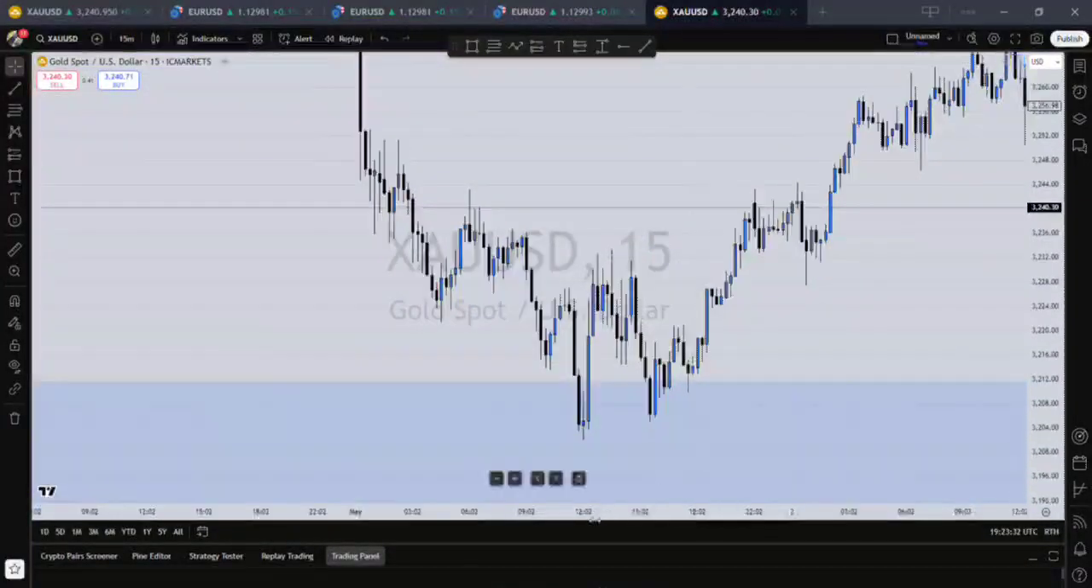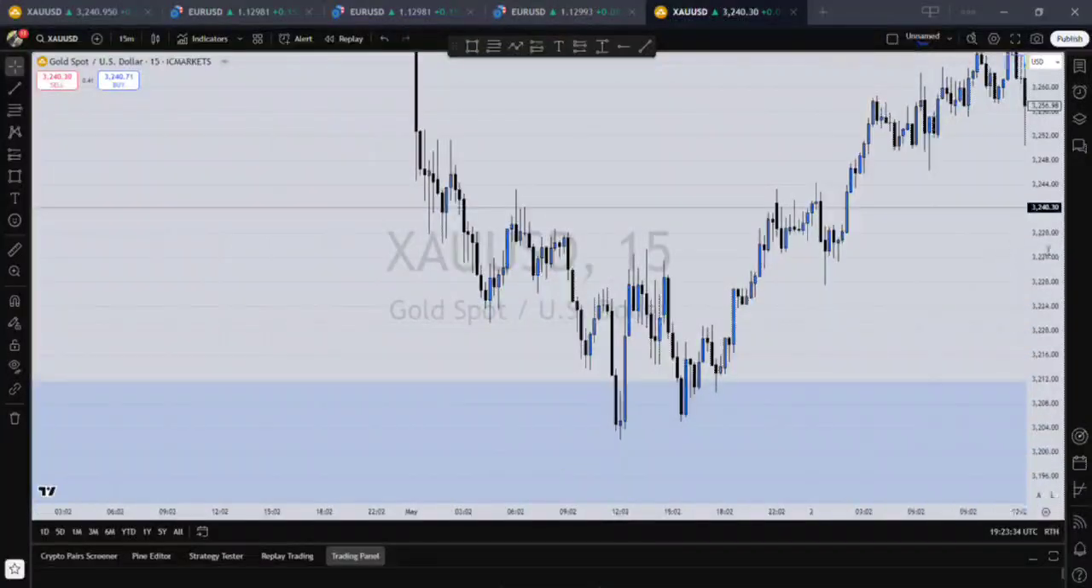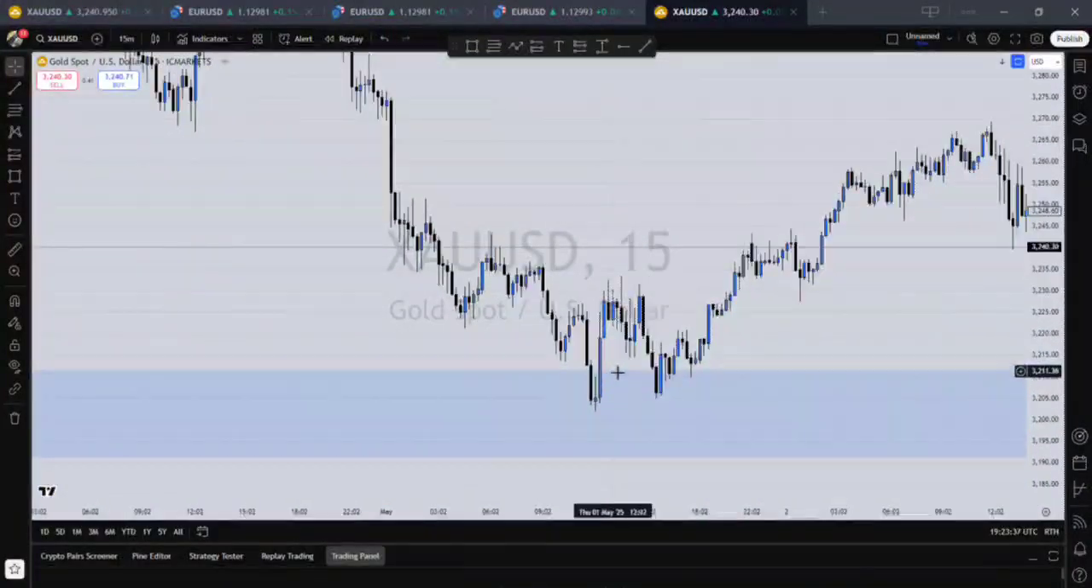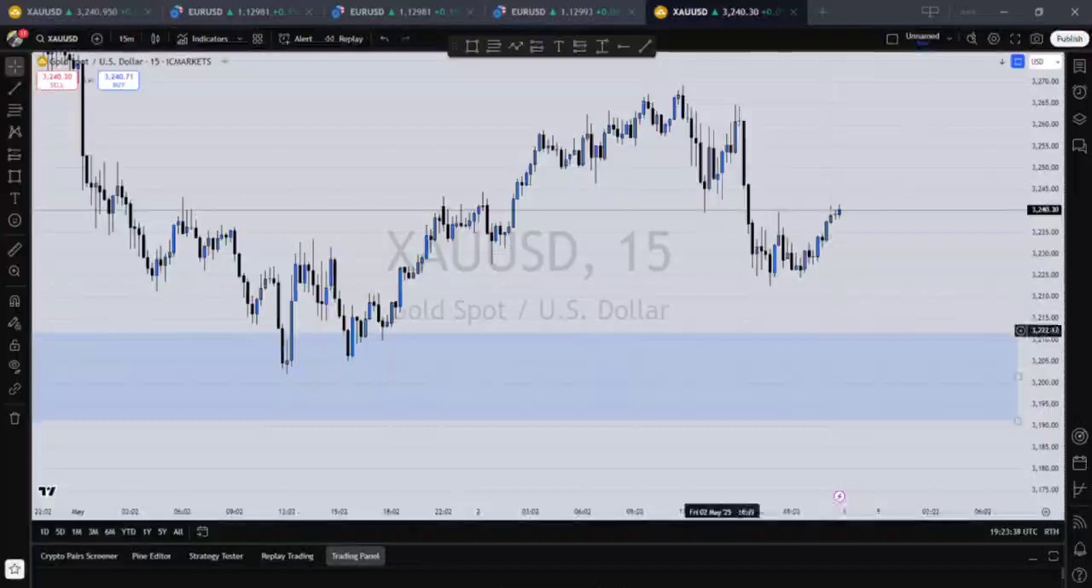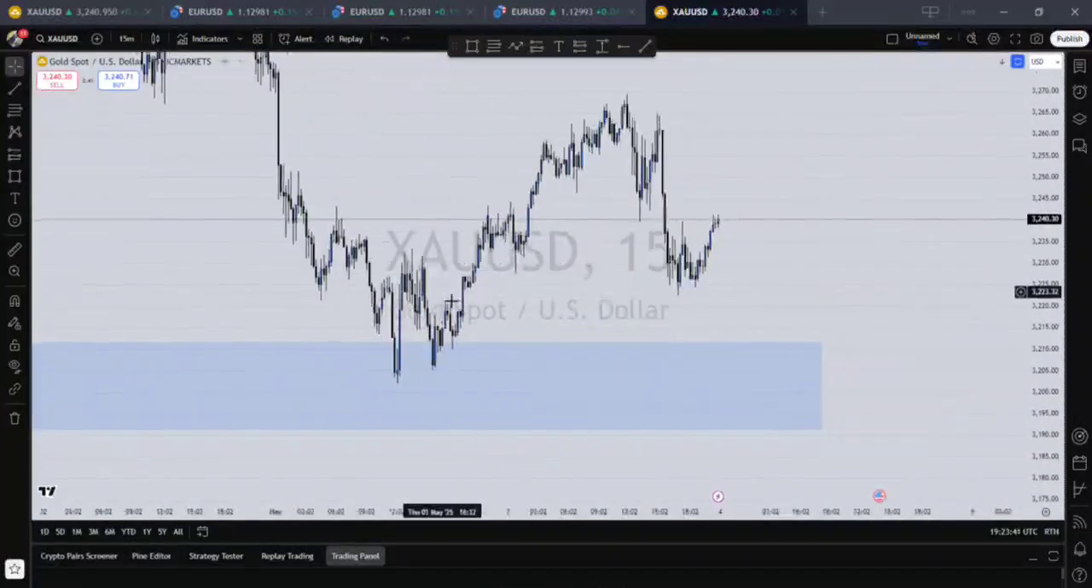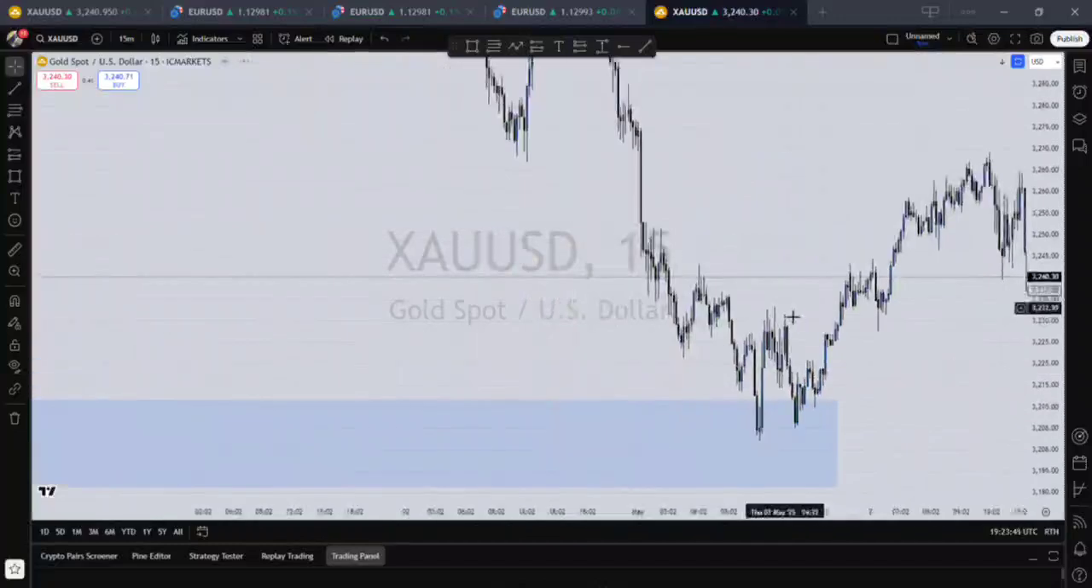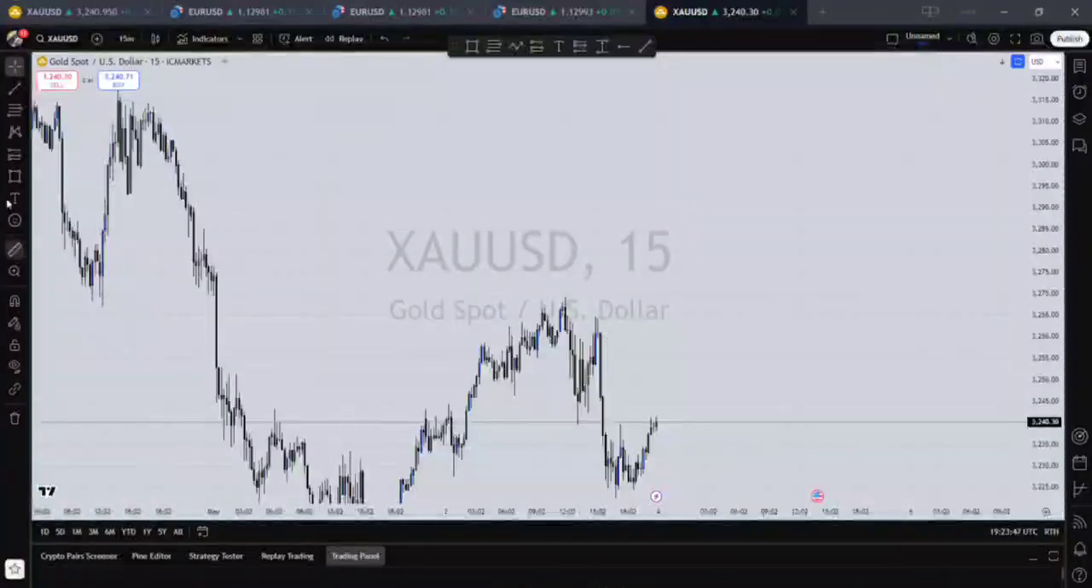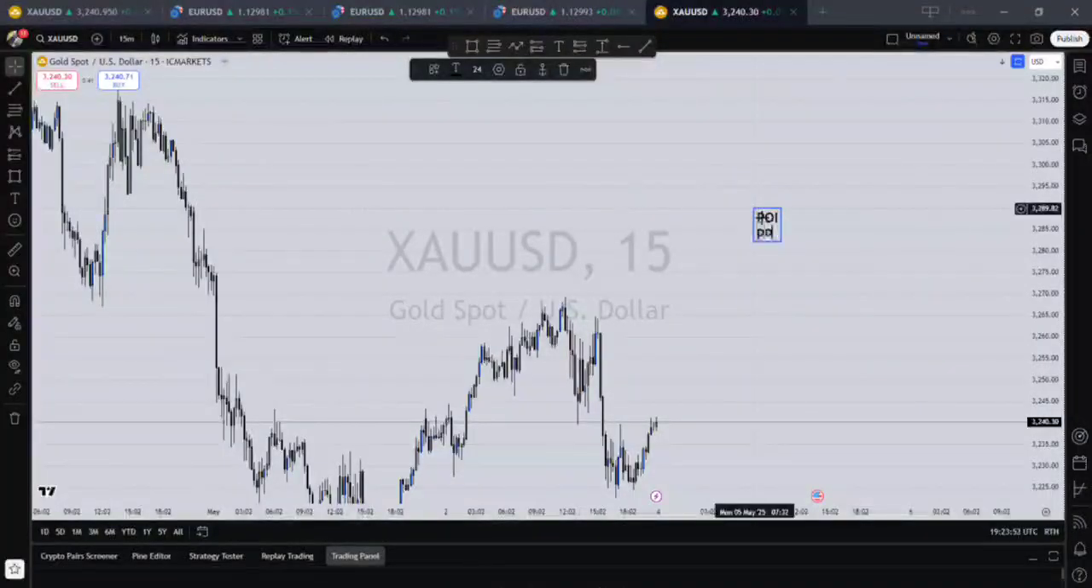Now, this range structure, price ranged for a while before it went to a higher time frame to mitigate a point of interest. Mitigation is when price taps into a point of interest. When I say POI, I mean point of interest. For the new people that are with us, POI is point of interest.